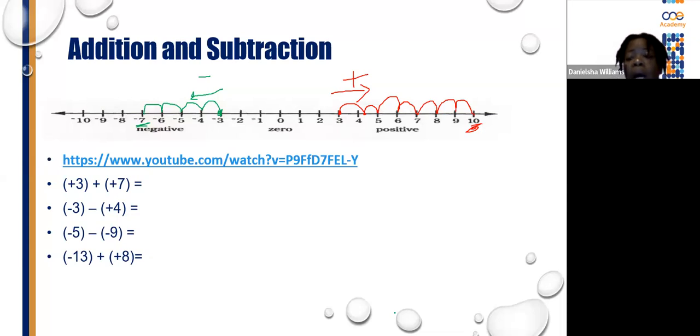Remember, directed numbers take their direction from 0. Directed numbers are positive numbers and negative numbers.